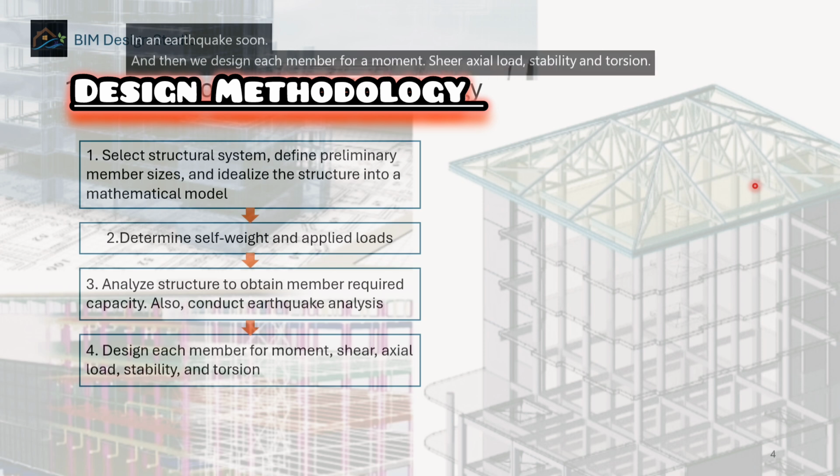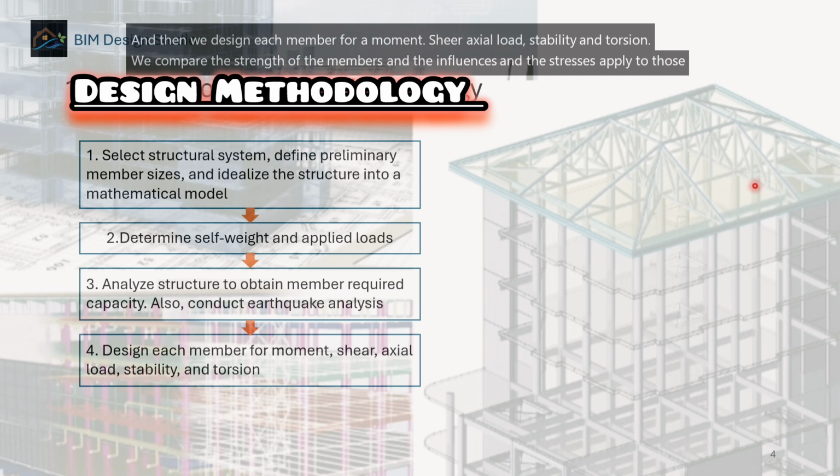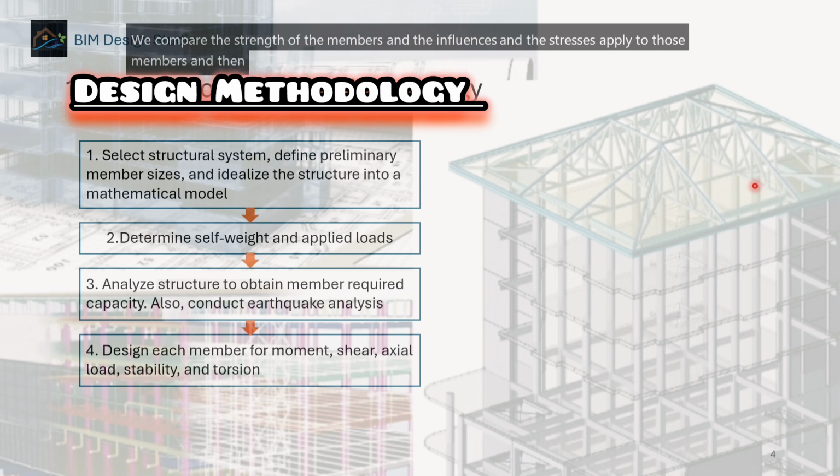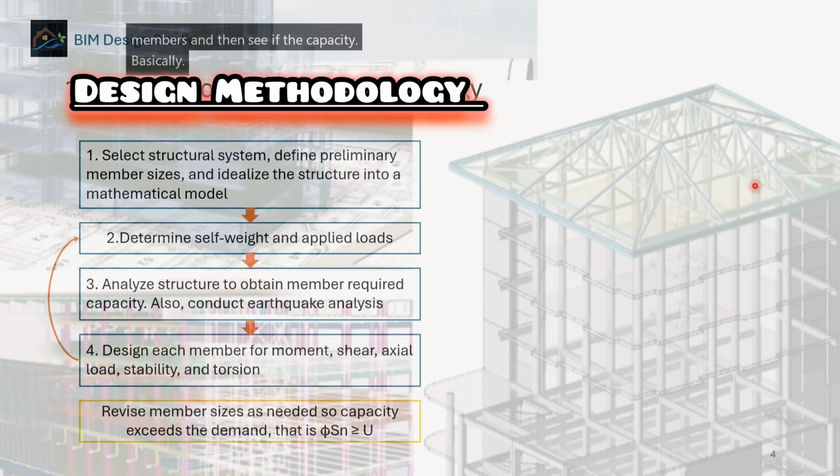We compare the strength of the members and the influences and the stresses applied to those members, and then see if the capacity basically overpasses and surpasses the required strength. This process can be repeated multiple times in an iterative way.